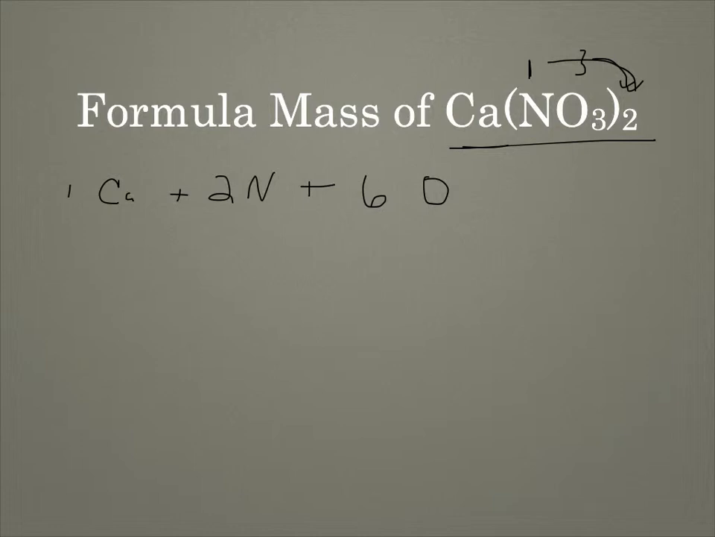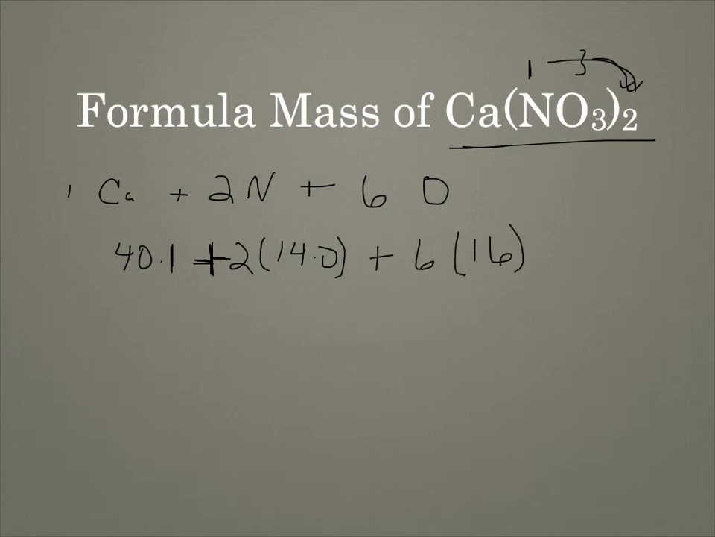And then look up your information on the periodic table. If you look up calcium, you'll see it's 40.08, so we'll say 40.1 is probably good enough for us. And if you want to go farther, there's certainly nothing wrong with that. You can certainly put it in there. You just don't have to. Nitrogen, if you look at nitrogen, it's 14.007, and we'll just say 14.0, 2 times that, and oxygen is still our 16.